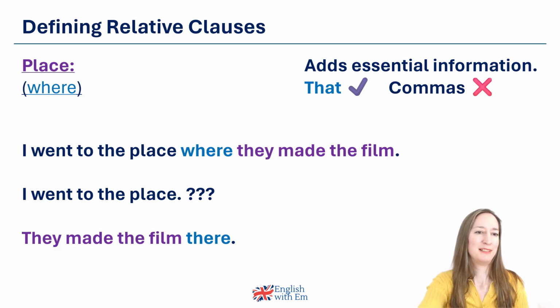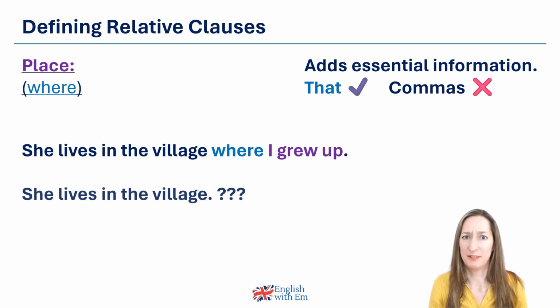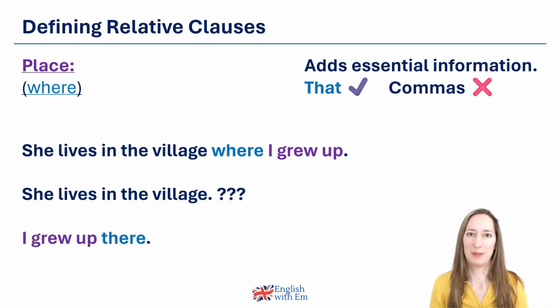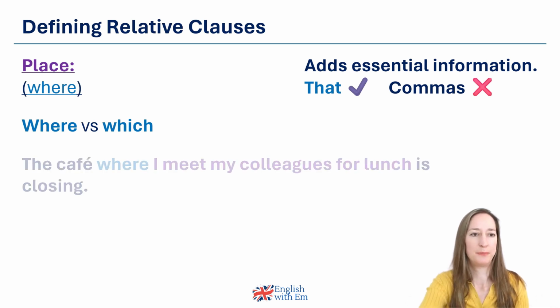Final example. She lives in the village where I grew up. She lives in the village. What village? The village where I grew up. Where did I grow up? I grew up there. Now, one thing that people find really confusing about these defining relative clauses is when to use where and when to use which for a place. So I'm going to show you now.